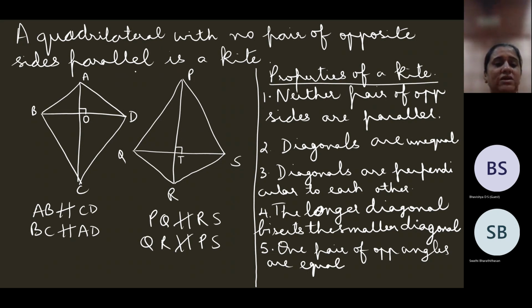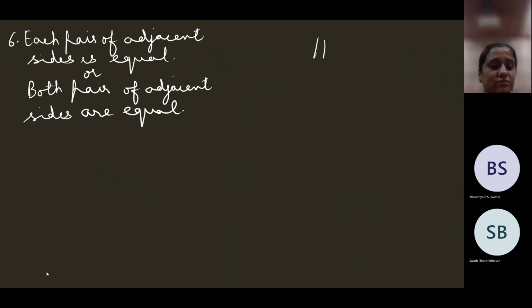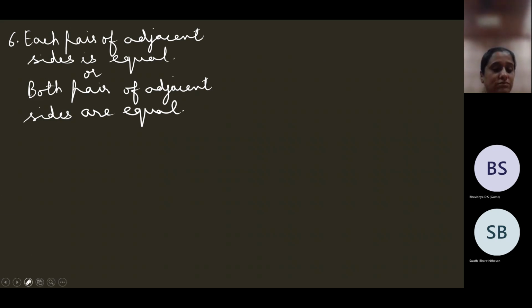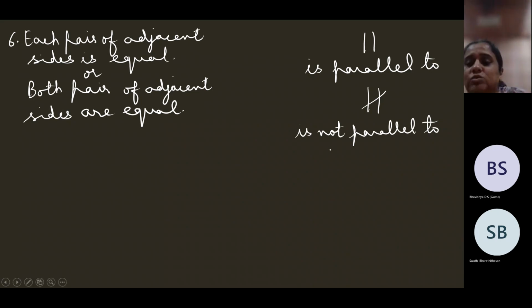AB not parallel to. This symbol is "is parallel to." When we strike it with a slash, it is "is not parallel to." Then make a note of this: is parallel to, is not parallel to.